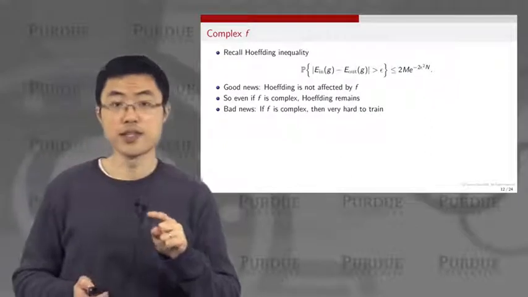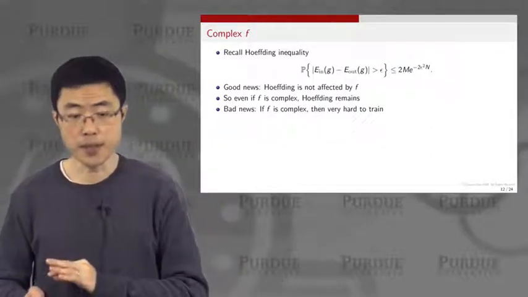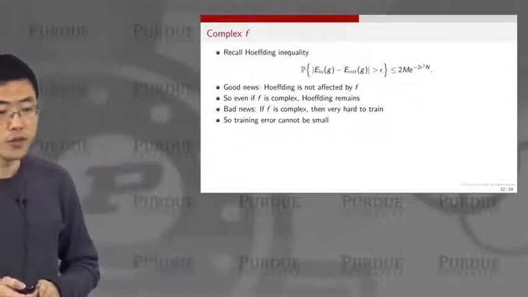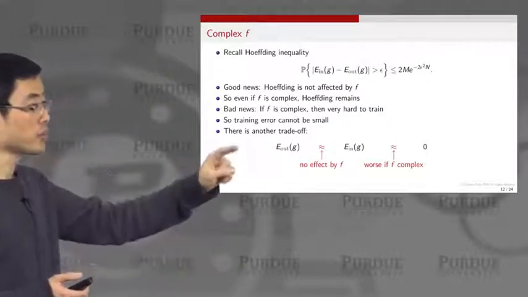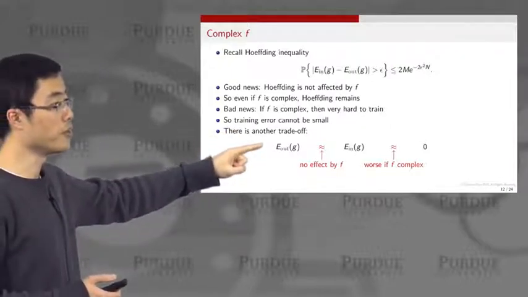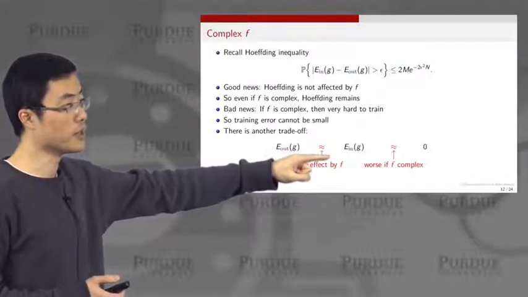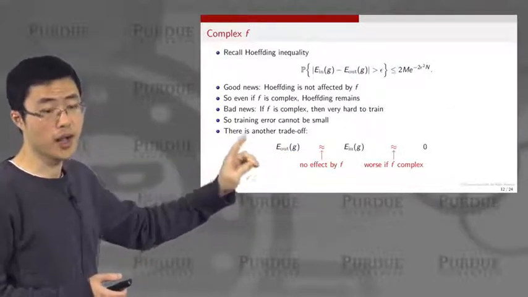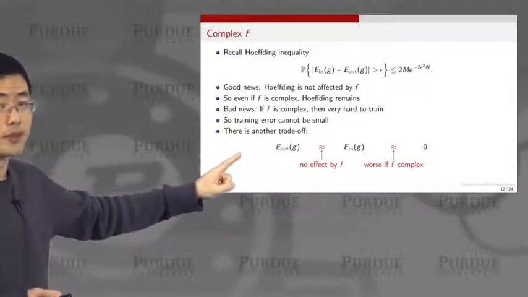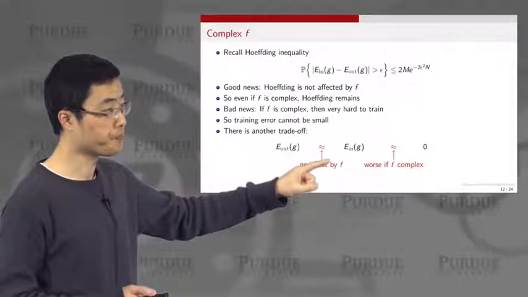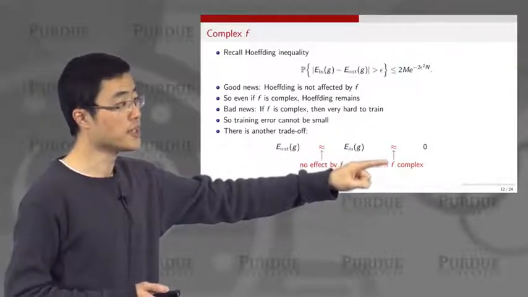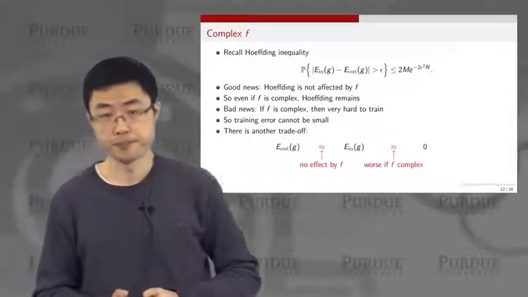But the bad news is that if your target function is very, very complex, that will be very difficult to train. And so what will happen is that in the set of equations, so you have these two equations, your E out will become the same as before. Okay, by having a more complicated f, you are not going to make the Hoeffding approximation worse or better. It will just remain the same. However, what will happen in this set of equations is that your in-sample error will become big.